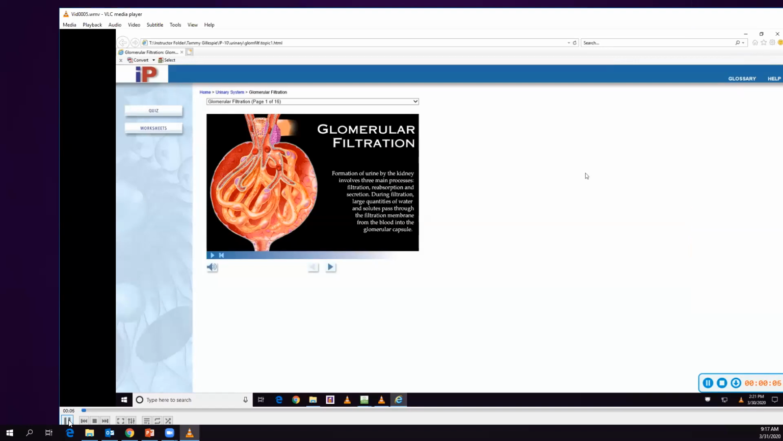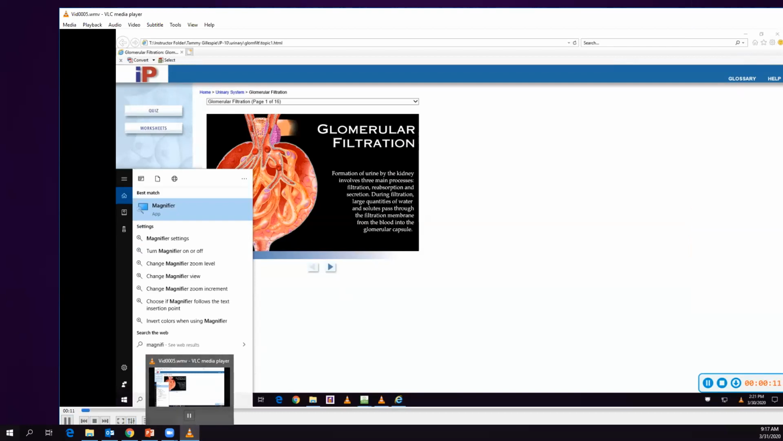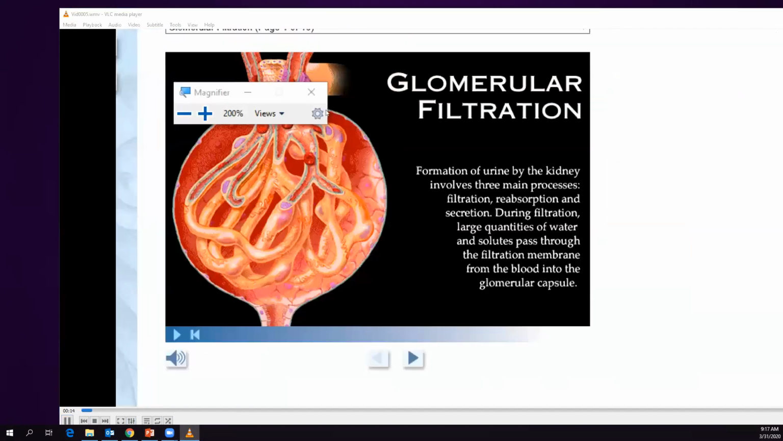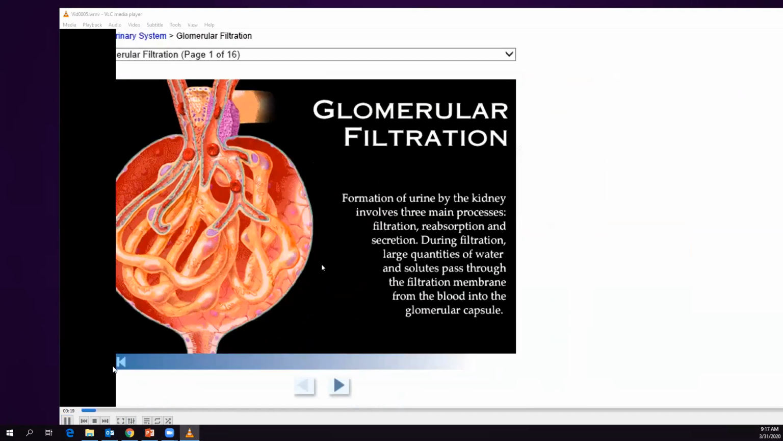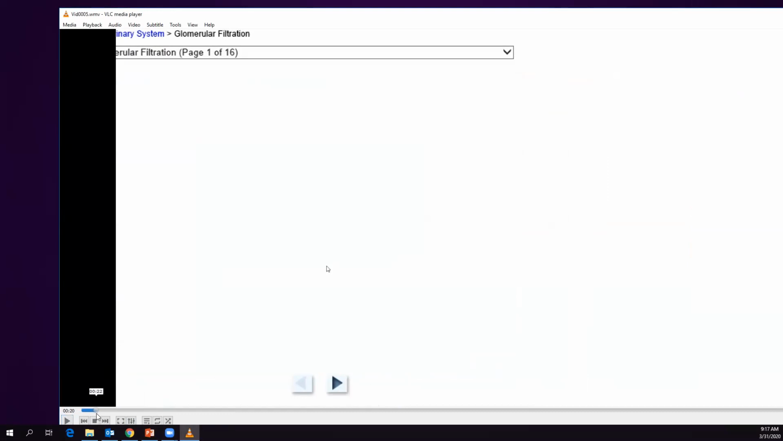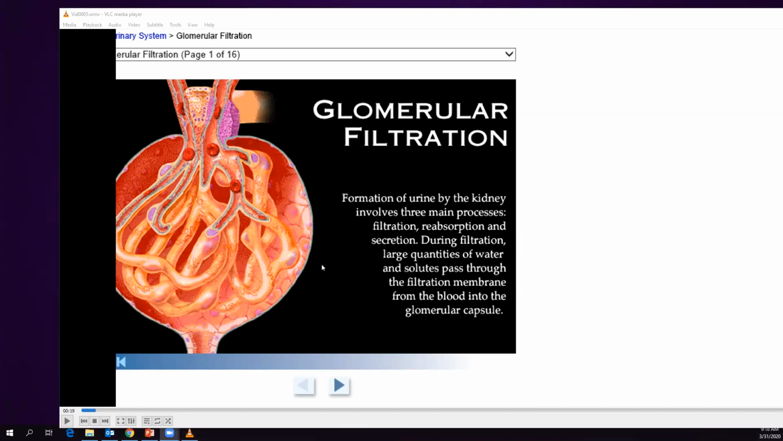Okay. Filtration, reabsorption, and secretion. During filtration, large quantities of water and solutes pass through the filtration membrane from the blood into the glomerular capsule. Okay. All right. Let me take that back just a hair. All right. So here we are in the glomerulus and the Bowman's capsule. So let me just annotate a few things. Trying to find my little things. There we go. Okay, so do this in green.